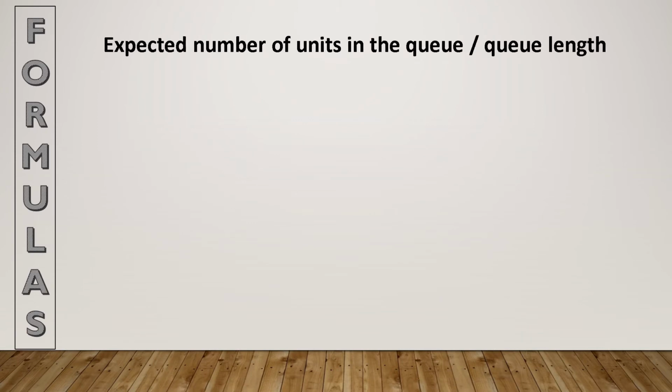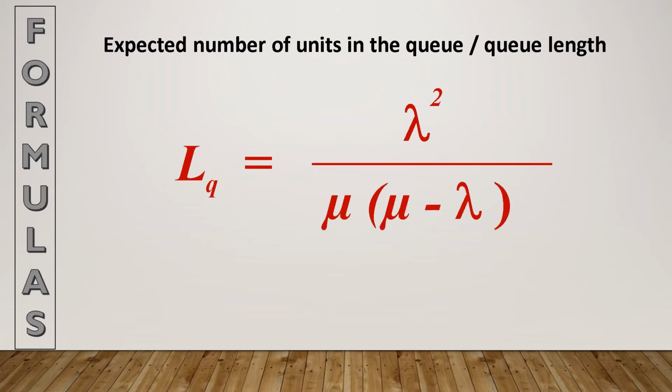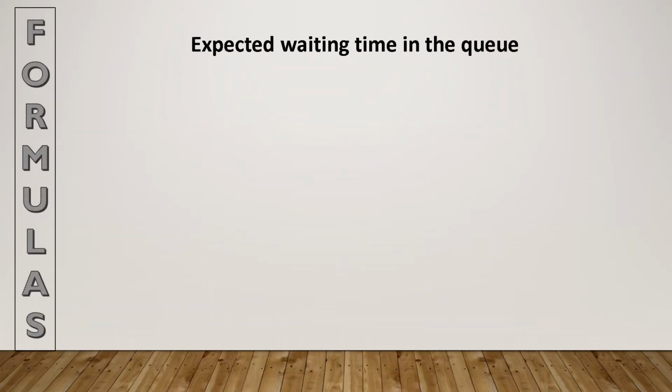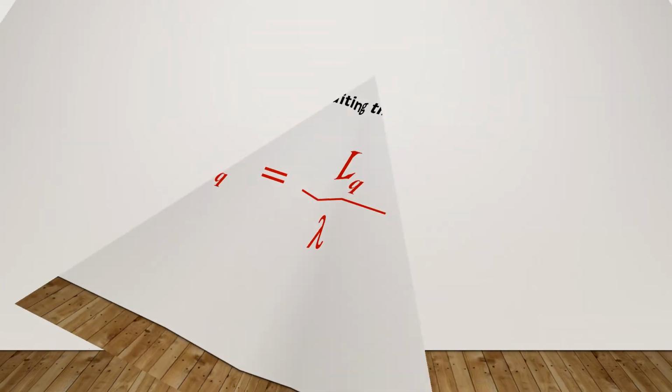Next, expected number of units in queue, or the queue length. The formula will be L sub q is equal to the mean arrival rate raised to the power of 2, divided by the result of the mean service rate multiplied by the result of the mean service rate minus the mean arrival rate. Next, expected waiting time in the queue. The formula will be W sub q is equal to L sub q over the mean arrival rate.